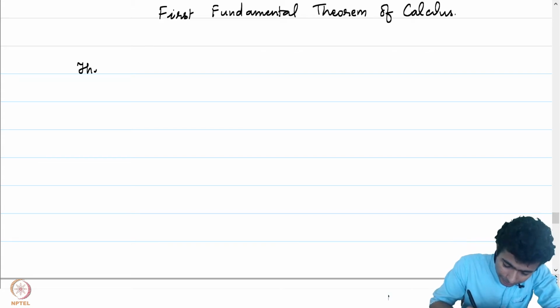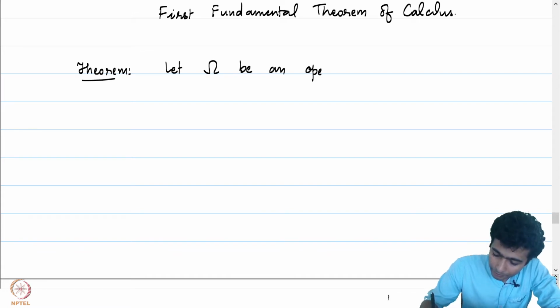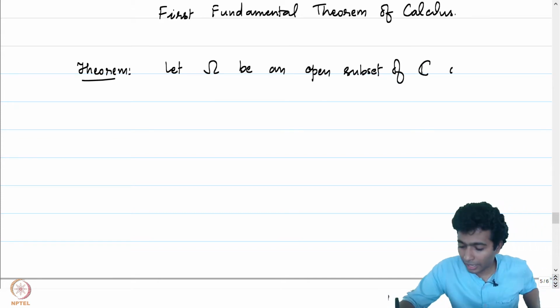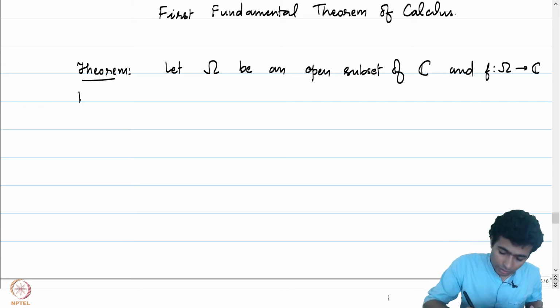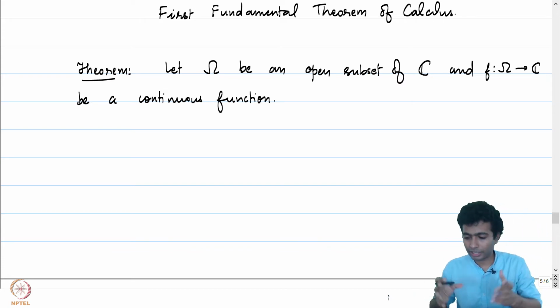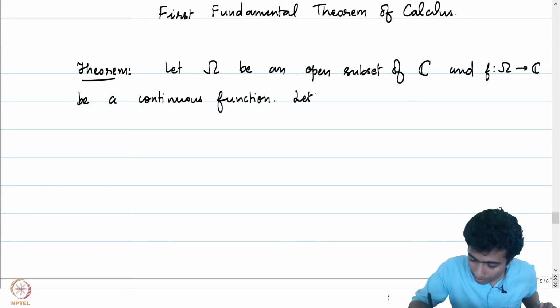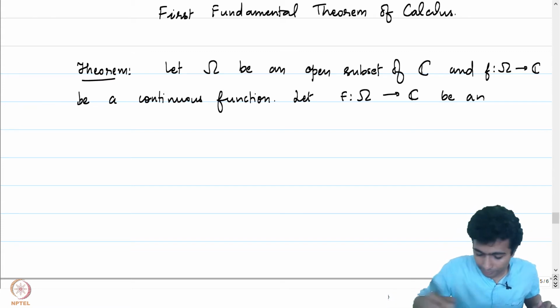So, theorem. Let omega be an open subset of C and f from omega to C be a continuous function. And now we will have to talk about the existence of an antiderivative. Let capital F from omega to C be an antiderivative.